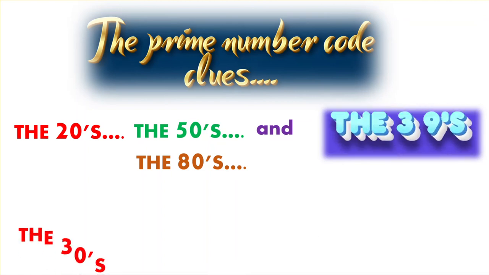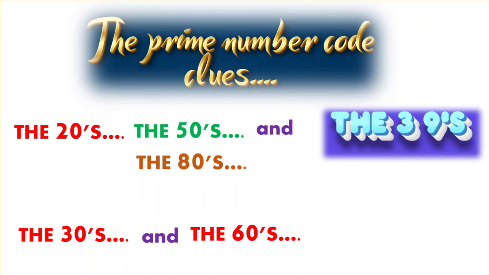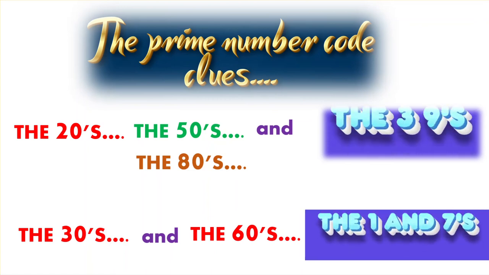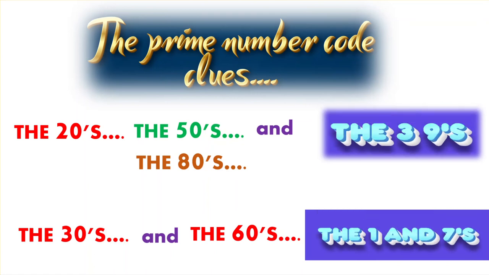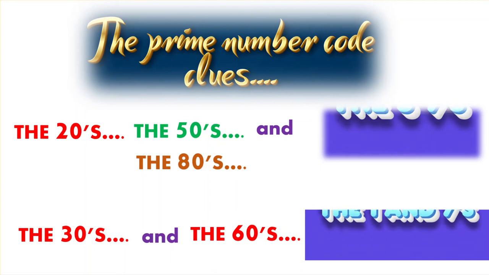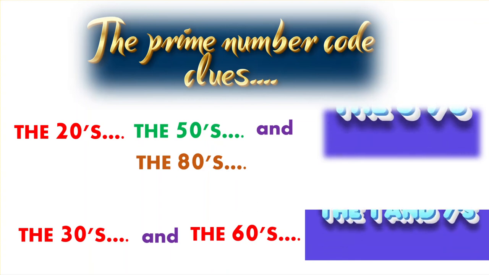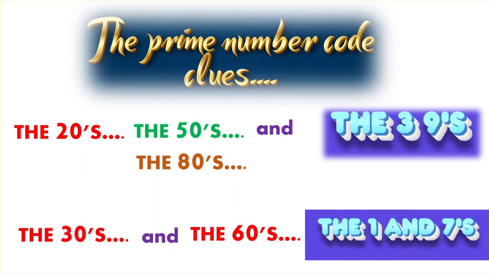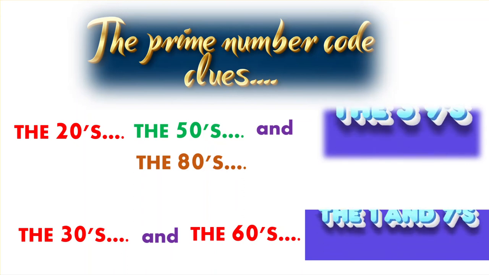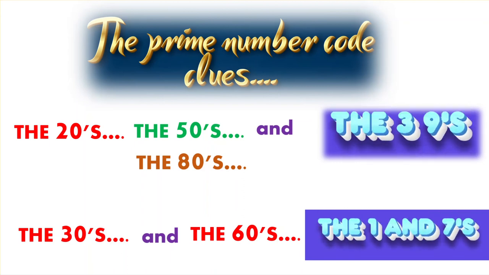So we go to the next one. The 30s and the 60s. Who can tell me what they share in common? They share 1 and 7, and they're called the 1 and 7s. So the 1 and 7s are the 30s and the 60s, right? Very good. Remember the 20s, the 50s, and the 80s are the 3 and 9s, while the 30s and the 60s are the 1 and 7s. Is that clear, everybody? What do I mean by that? 31 and 37. 61 and 67. Is that clear, everyone? All right.